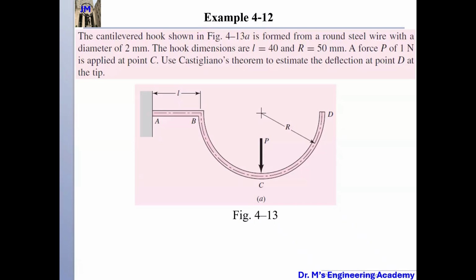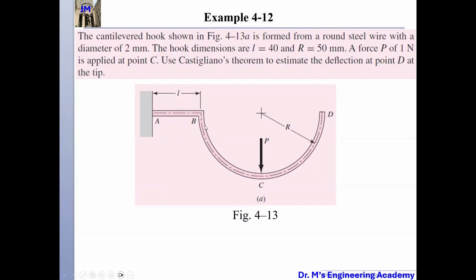So definitely this is a curved beam. So what we need to do is use Castigliano's theorem, right? How can we use Castigliano's theorem? Look at this beam. This is a structure composed of a straight line here and a half arc.